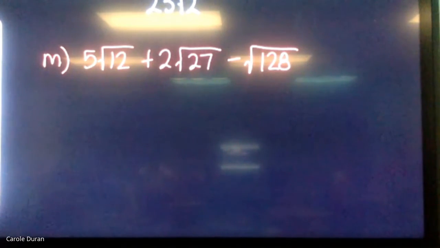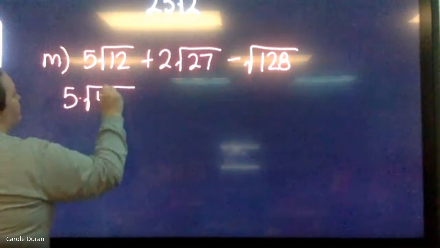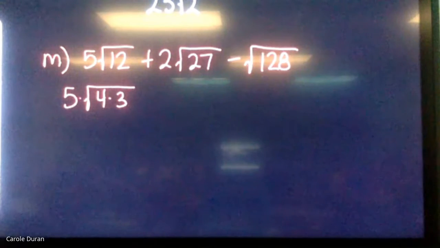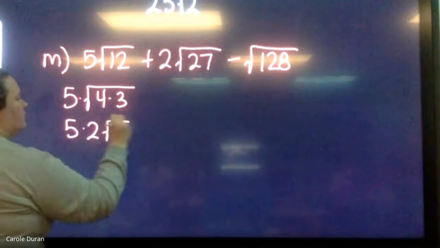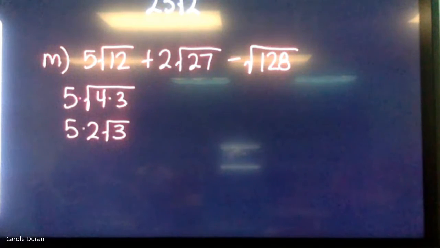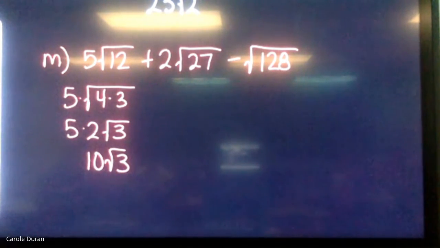How do I break 12 down? 4 and 3, awesome. So this is 5 times the square root of 4 times 3. This is important because 4 is a perfect square. What's the square root of 4? 2, so that 2 is going to come out front. And then of course that simplifies to be 10 root 3. I can't do anything else with that term, so I move on to the next one.